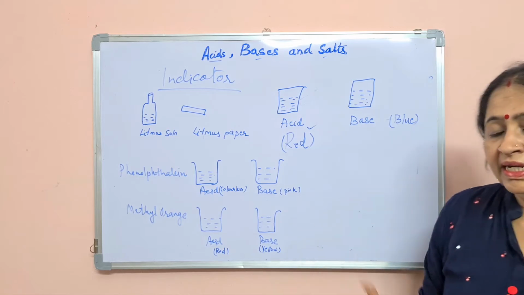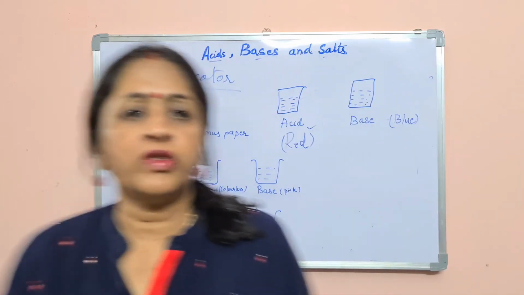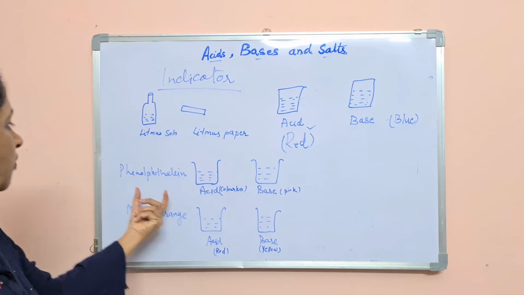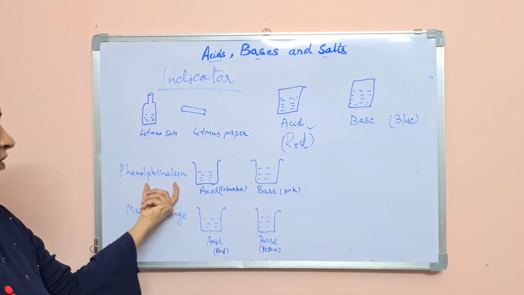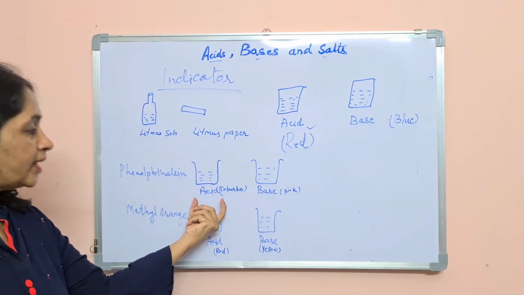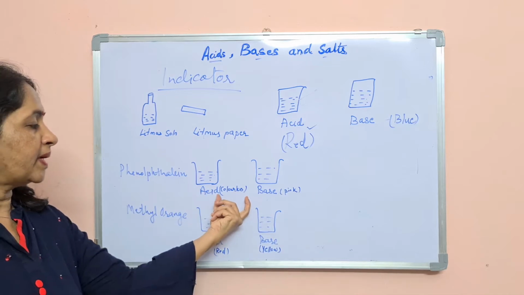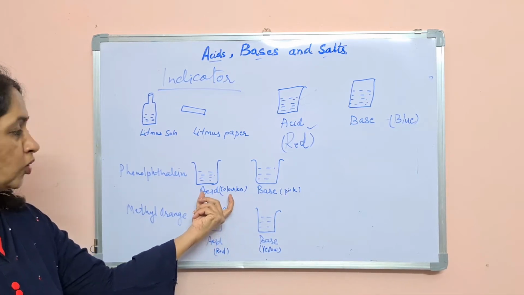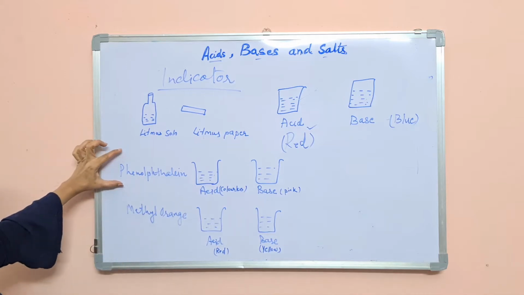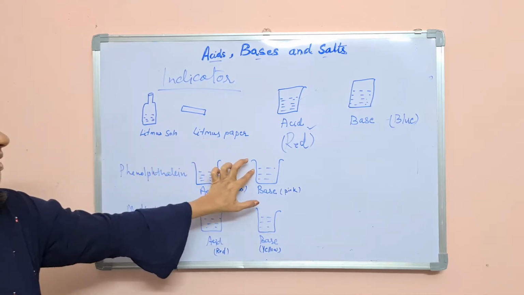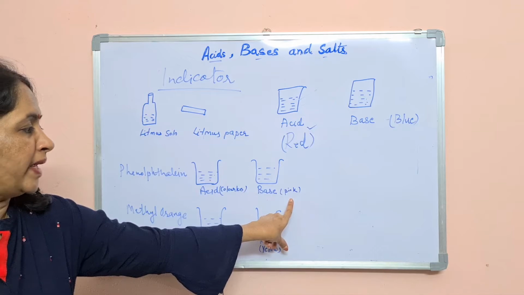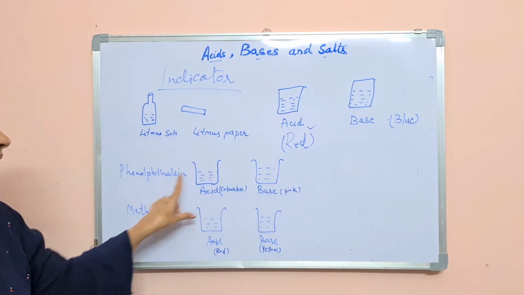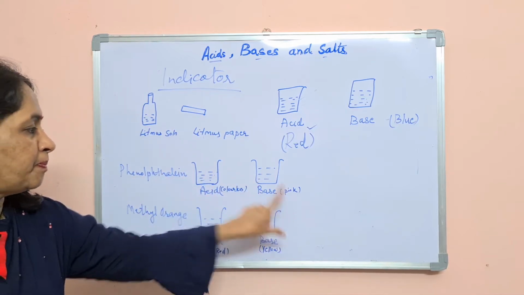Now the next artificial indicators are phenolphthalein and methyl orange. When a few drops of phenolphthalein are added to an acid, it becomes colorless. No color is produced. But when phenolphthalein is added to a base, it turns pink.